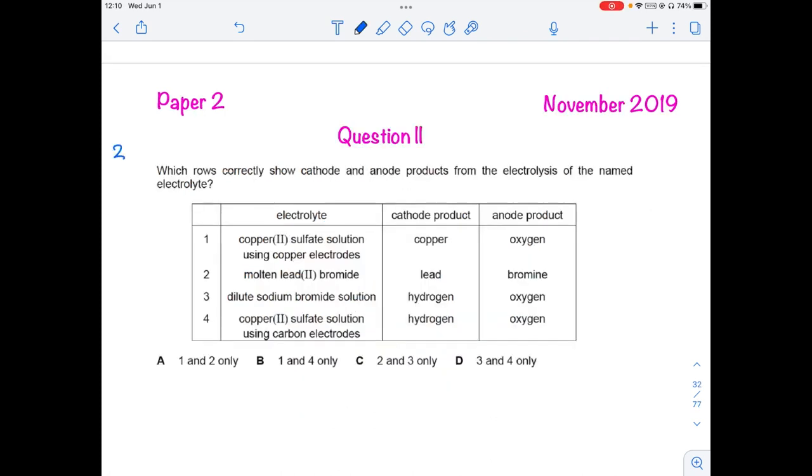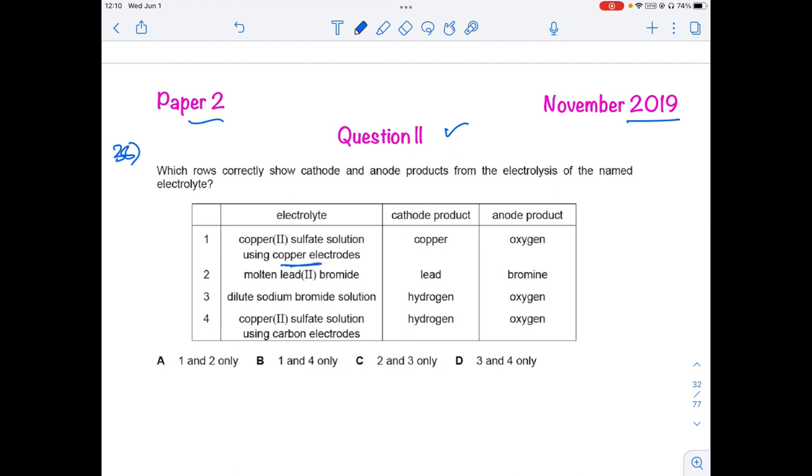Coming to the next question, question number 38. It says from November 2029, paper 2, question number 11. Which rows correctly show cathode and anode products from the electrolysis of the named electrolyte? Copper sulfate solution using copper electrodes.